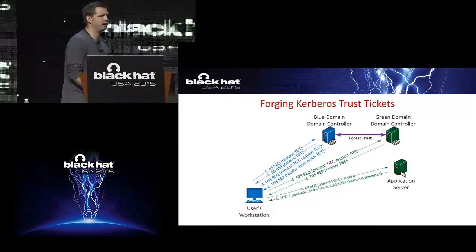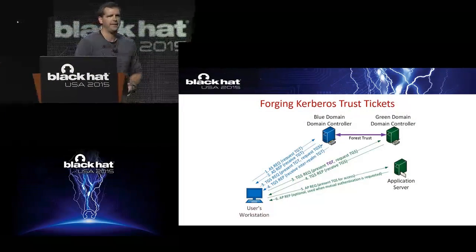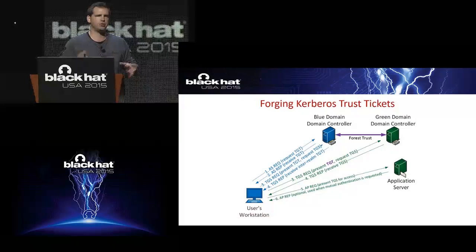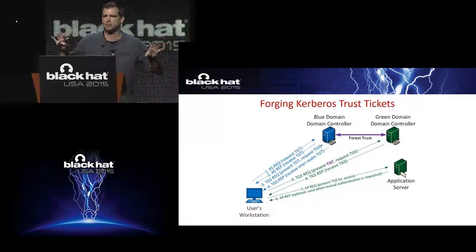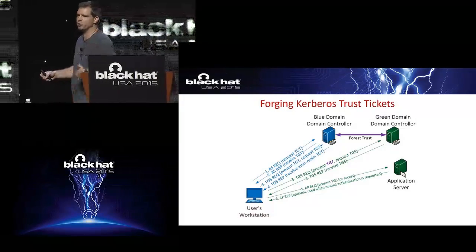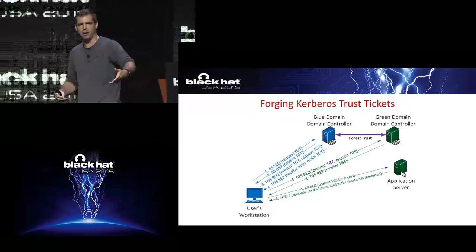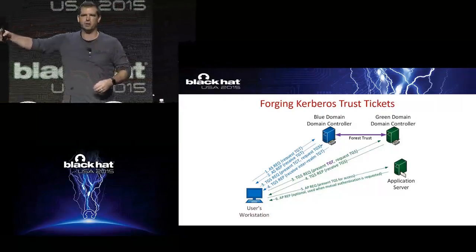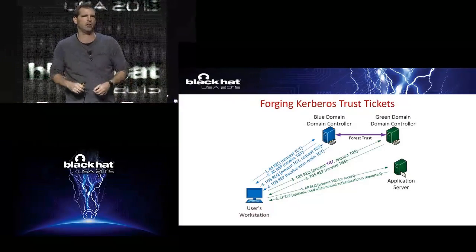There's another type of forged ticket. So we've talked about within Active Directory. Between Active Directory forests, or domains, we have trusts. Blue domain admin creates a trust using a trust password. They send it over, usually via email, to the green domain admin who types in the same one.